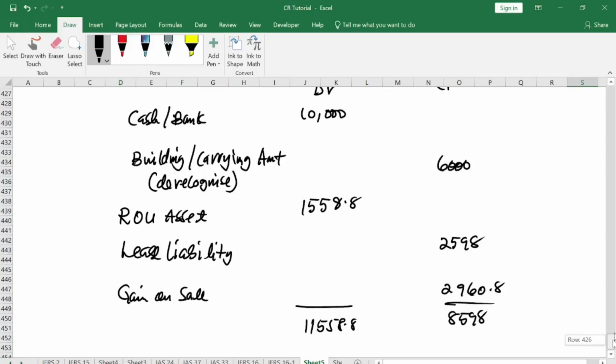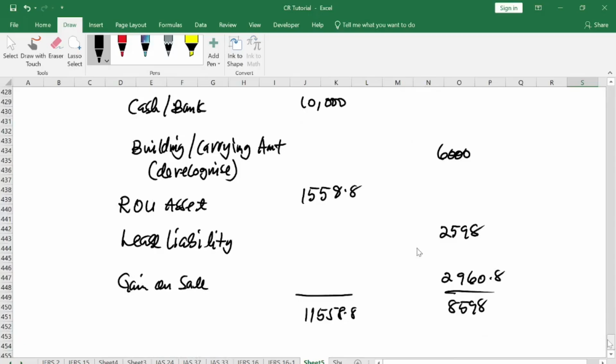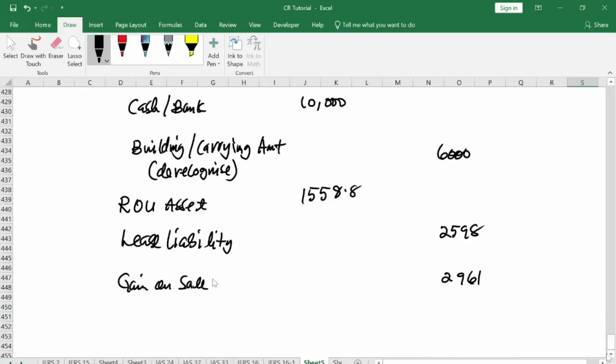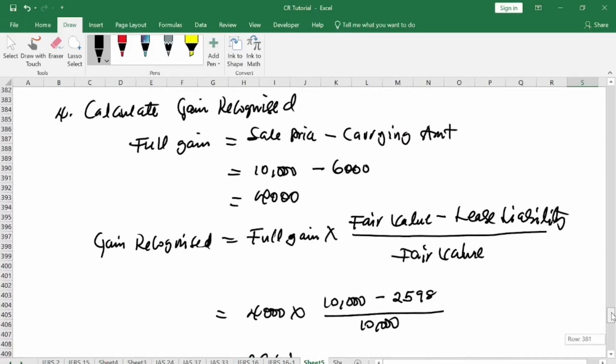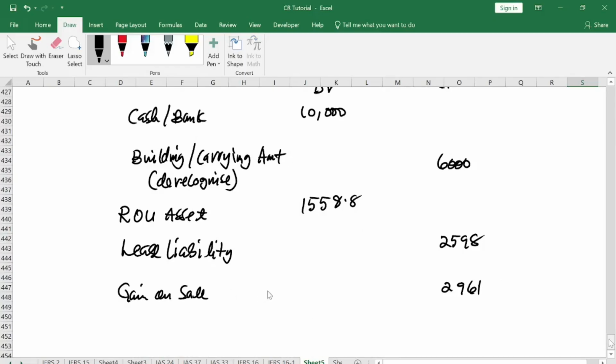Now go to your gain on sale. What do you have here? 2,961, so let me round this up also. That gives me 2,960, and it balances. So the gain recognized is the same as the balance that we have here. Even if you like, you can decide not to calculate the gain to be recognized. You can leave that to come out when you prepare your journal entry, and you will still get the answer here.